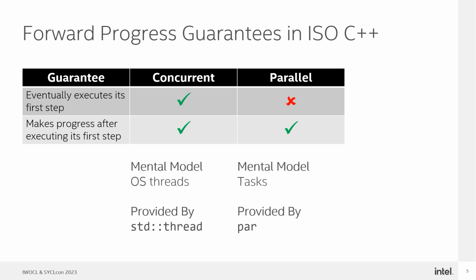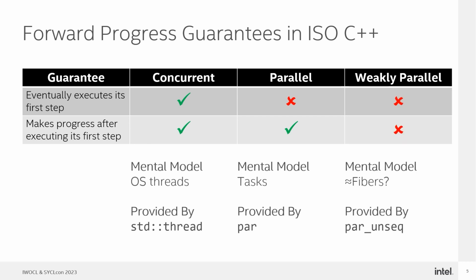And you can think of this like a task in a queue. You can queue up many, many tasks, and the tasks that haven't started yet don't have any guarantees. Finally, a thread with weakly parallel forward progress guarantees effectively has no guarantees. And you can think of this a bit like a user level thread, like a fiber or a coroutine. If one thread in a process performs some blocking operation, there's no guarantee that the other threads in the same process will ever do anything.